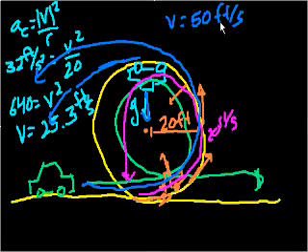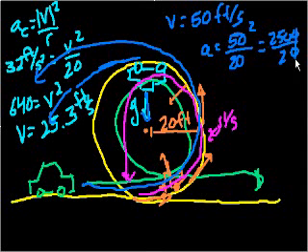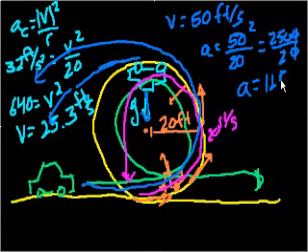Well, if the car is going 50 feet per second, in order to keep it going in a circle, the acceleration has to be 50 squared over the radius, which is 20. 50 times 50, so that's 2500 over 20. One of the zeros cancel. So the acceleration is going to have to be 125 feet per second squared. The inward acceleration, the centripetal acceleration, has to be 125 feet per second squared.